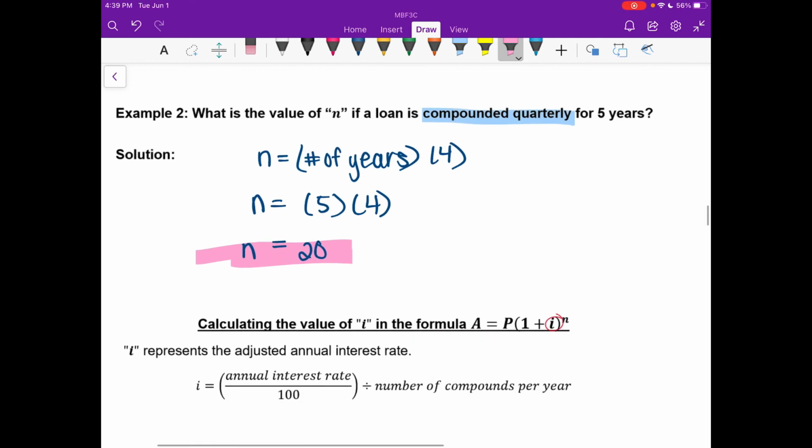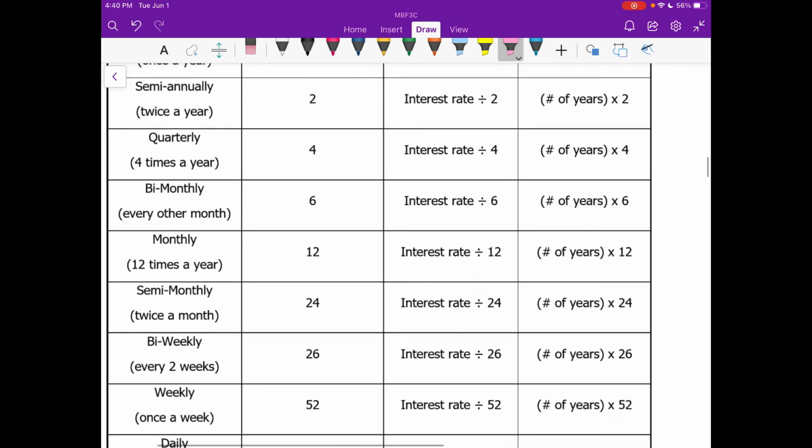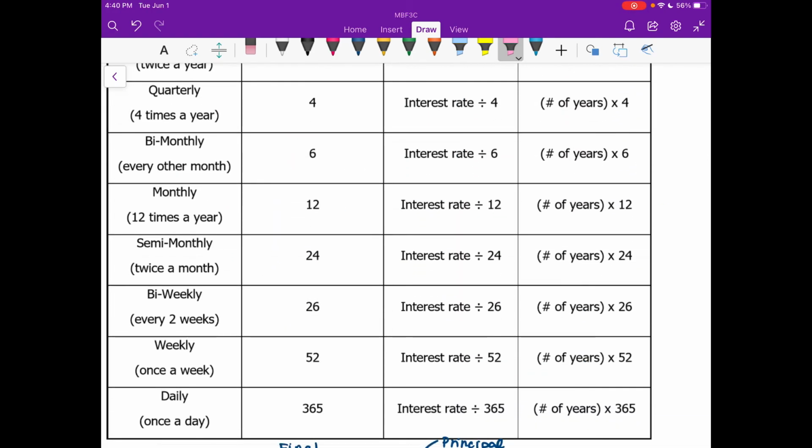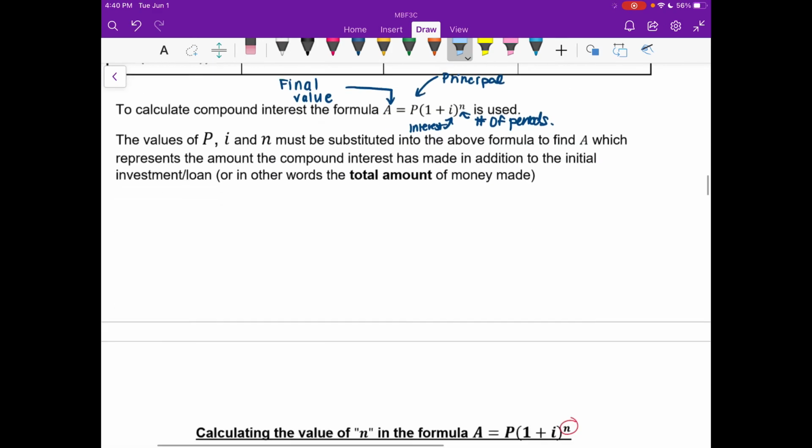Okay. The opposite is true for I. I is the interest rate per compounding period, while the annual rate is the entire year's interest. So how you're going to find I is you take the annual interest rate and divide it by 100 to get a decimal, and then divide that by the number of compounding periods per year. So if I have an annual interest rate of 10% and I'm compounding that bi-monthly, I'm going to take my interest rate right here and divide it by 6 to get I.